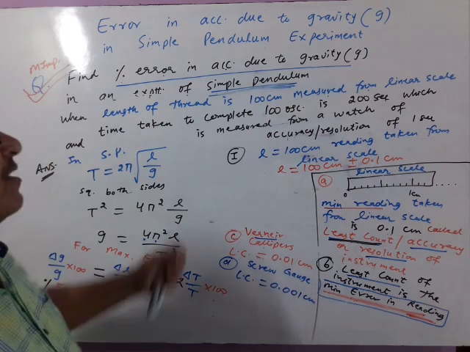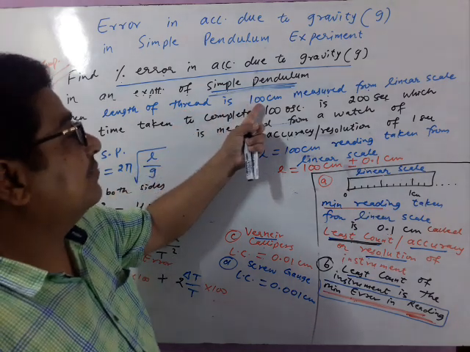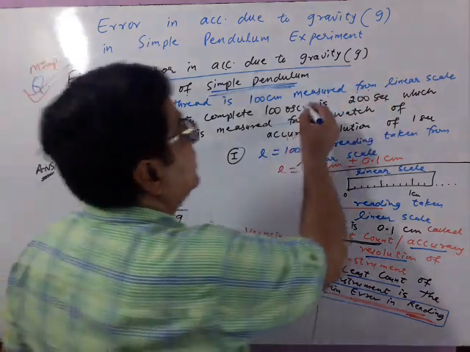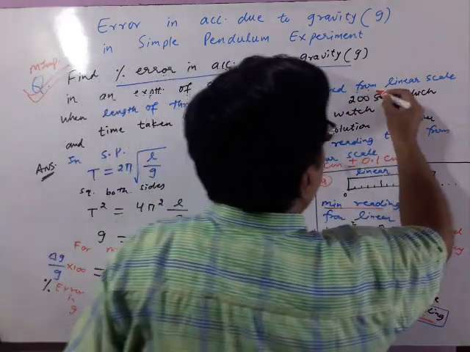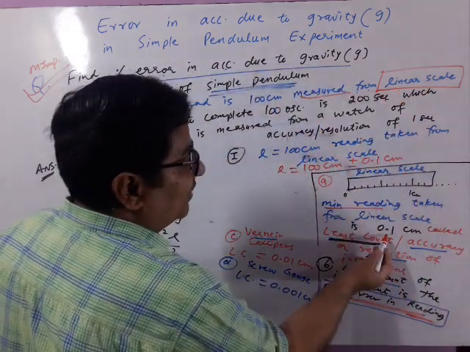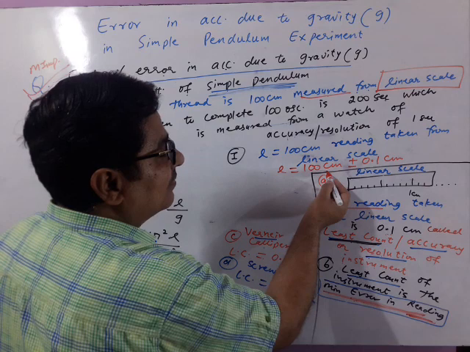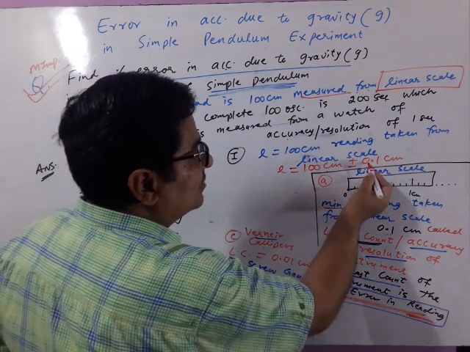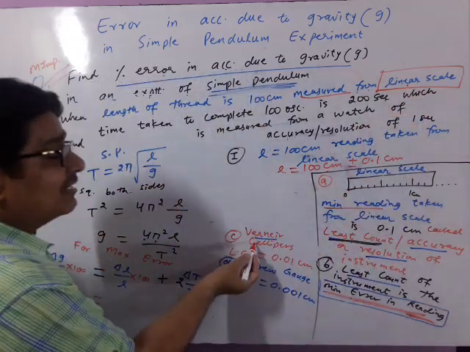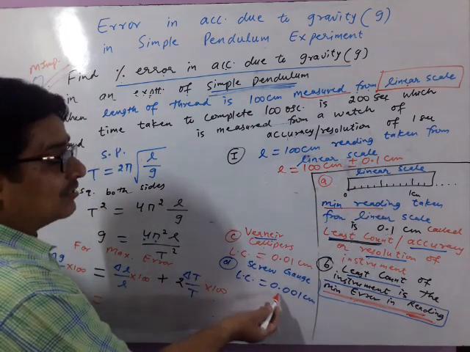Now I am concluding this. This is the first line we are discussing. Length of thread is 100 centimeter. This is actual length. And measured from linear scale. See, name of the scale is linear scale. So linear scale having least count 0.1 centimeter, so it is called minimum error. So I will say length is 100 centimeter because scale is linear scale, so error is 0.1 centimeter. Similarly, if I say in spite of linear scale, vernier calipers, this will become error 0.01 centimeter. Similarly for screw gauge, this will become error.